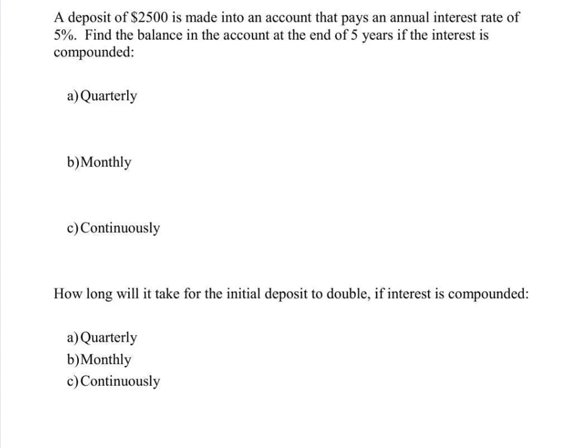For quarterly, we're using the equation A equals P times 1 plus r over n to the nt power. For continuously, we're using the equation, what? A equals P e to the rt power. So for quarterly, we're going to write A equals what?